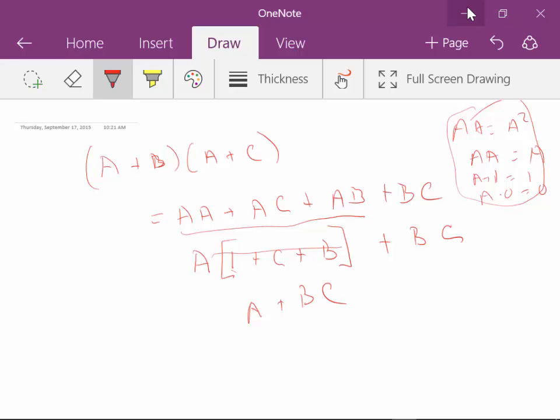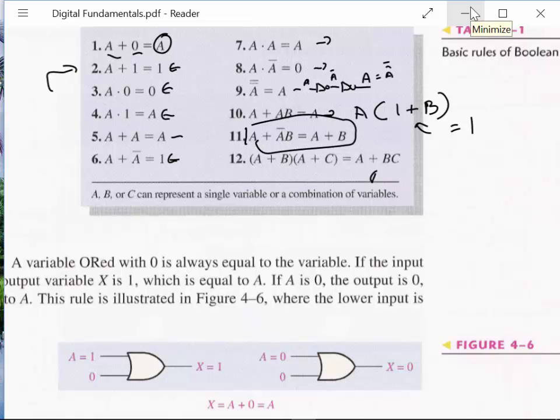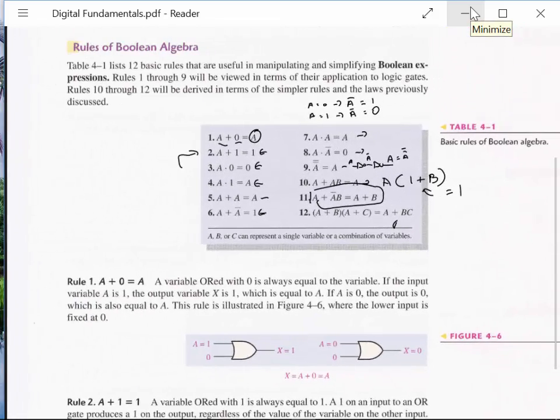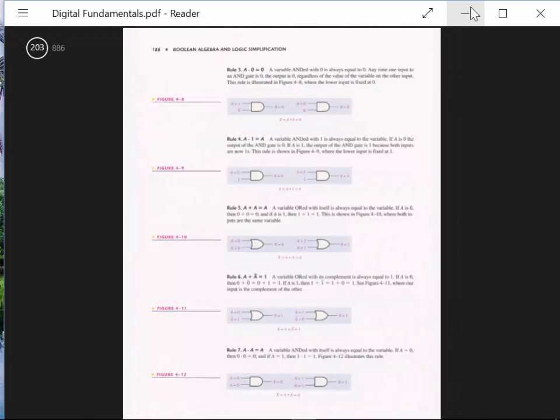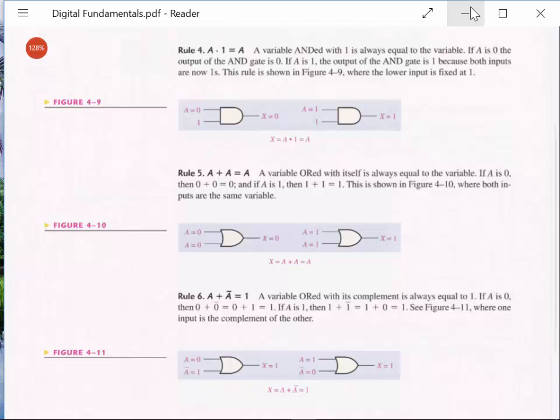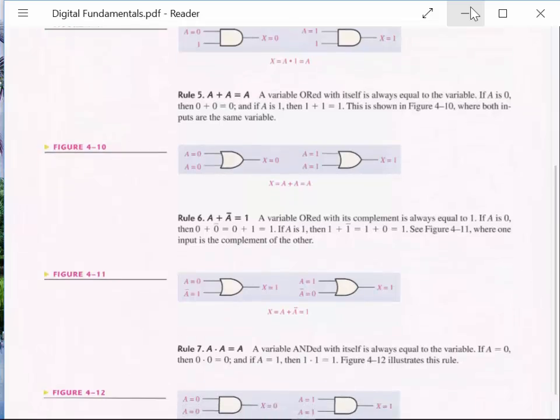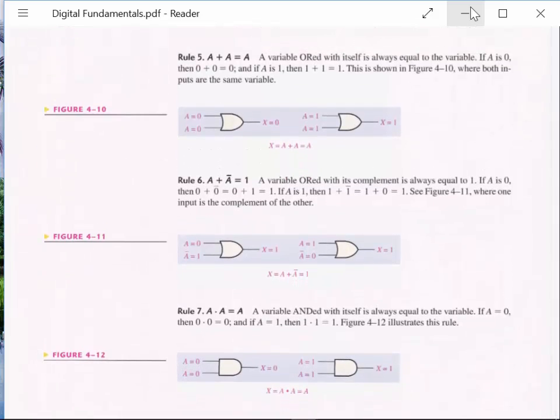So let me go back to our book here and go through that. In this particular book, as you can see, they go through all the examples. They go into more detail than I'm going to go into, and they show the gate equivalent for each one of these. In other words, they say A plus A is equal to A, and they show the example. If A is 0, the output's going to be 0. If A is 1, the output's 1. So you can ignore A plus 1. It's not 2A.